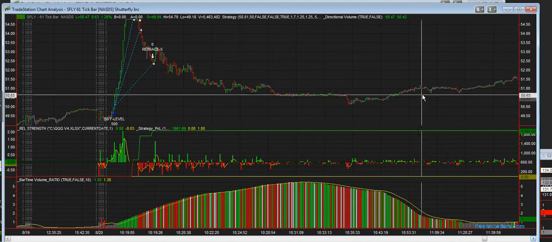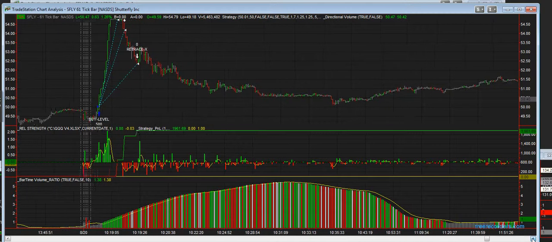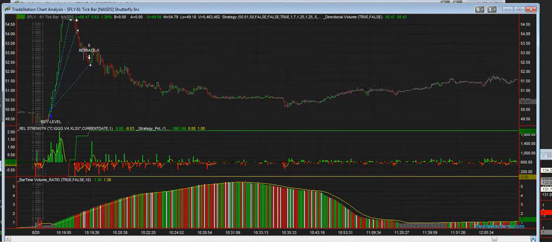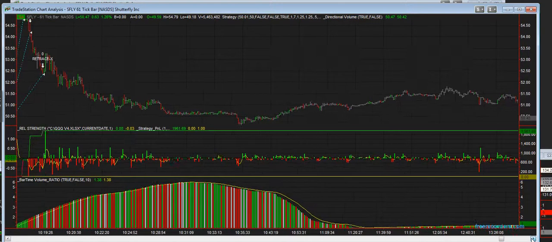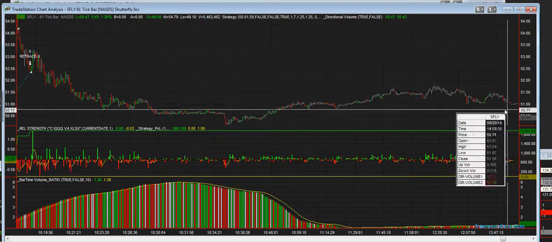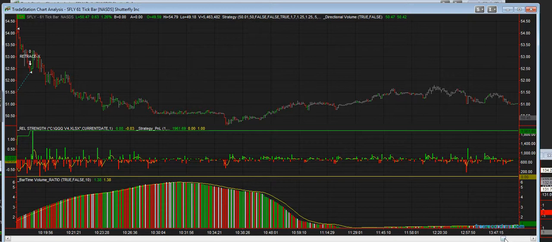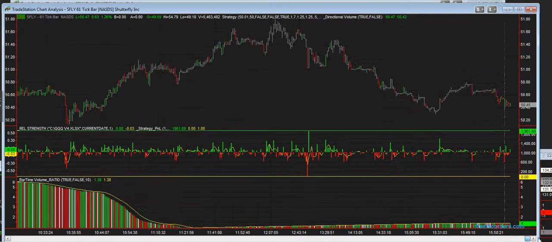I held it in here, and then in the afternoon it kind of failed, couldn't take out 52, and then it just started making lower lows, and I eventually just said, you know what, I just want out of this thing. Sold it below 51 and closed at about 50 and a half.